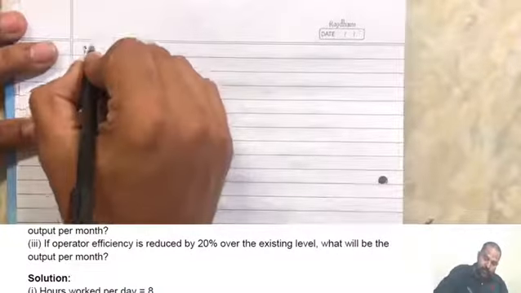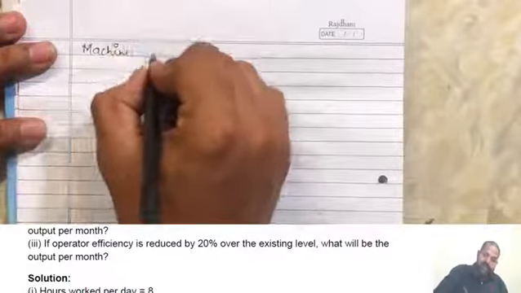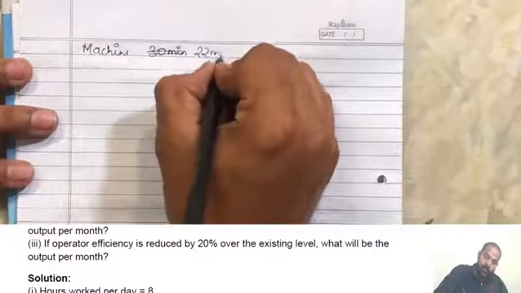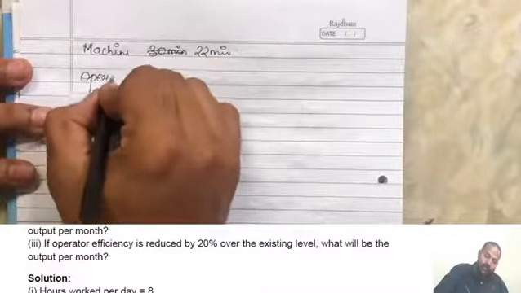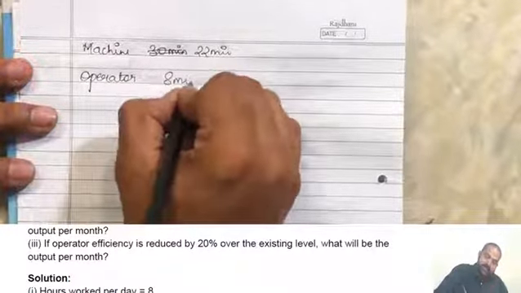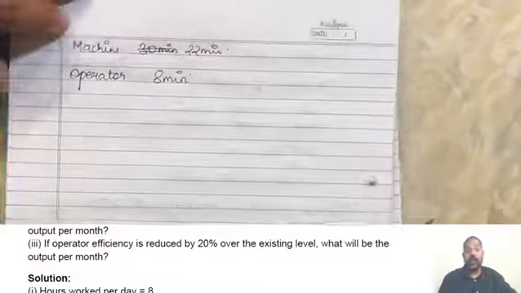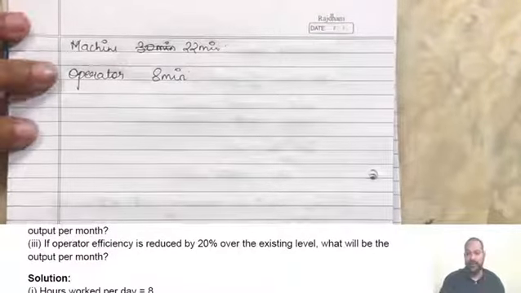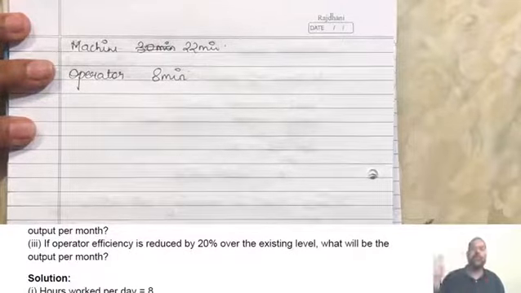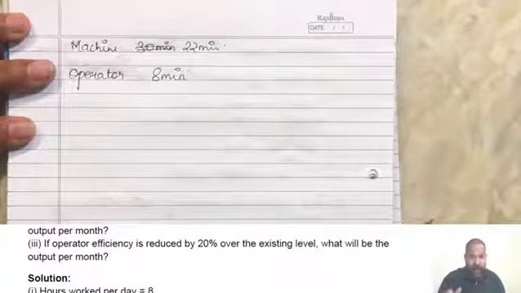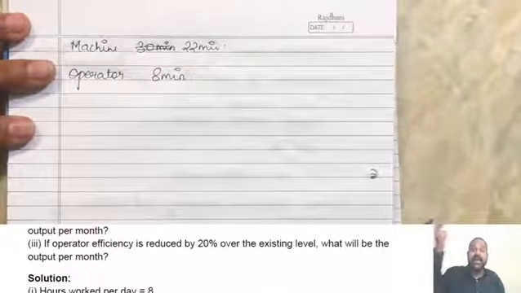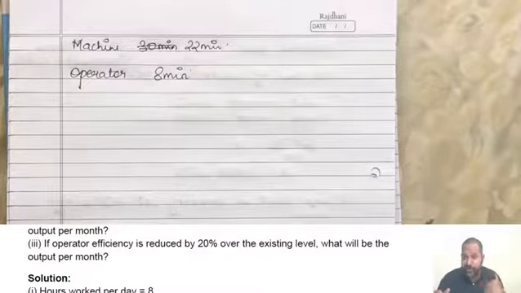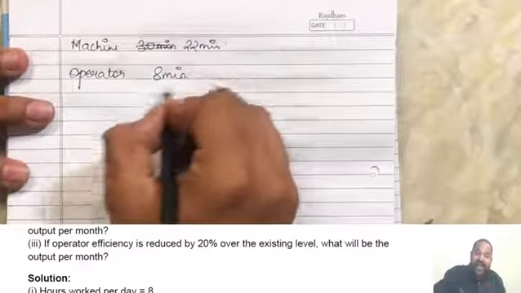So let's go back. There was a machine time of 22 minutes and the operator was taking 8 minutes. Now what are you saying? The operator efficiency is reduced by 20%. So see, if you are reducing the operator's efficiency by 20%, time should increase because more time means less efficiency. If he is less efficient, he should take more than 8 minutes.